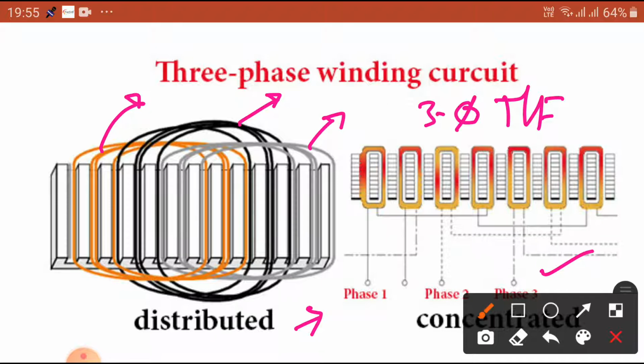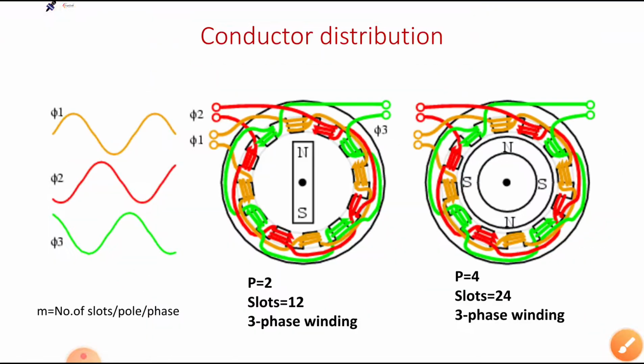Okay, so let us see how this is connected, and how the end connections are taken out, where in single phase and three phase we can see it. So here you can observe this. Phi 1, phi 2, phi 3 are the fluxes developed while current is passing through these windings. For example, in this first case you can see it, a two pole machine, with 12 slots, a three phase winding is done. Here what has happened?